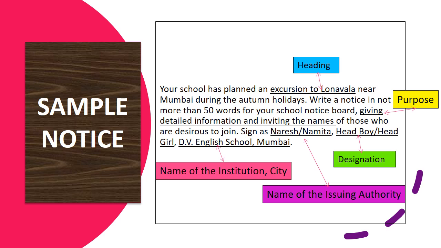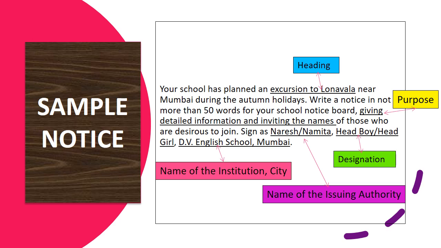Now students, let us see what all things are provided in the question itself. Now let us read it once again and underline the important points which we can use in our notice. Your school has planned an excursion to Lonavala near Mumbai during the autumn holidays. So we got our heading from the first line, that is excursion to Lonavala. Write a notice in not more than 50 words for your school notice board, giving detailed information and inviting the names of those who are desirous to join.